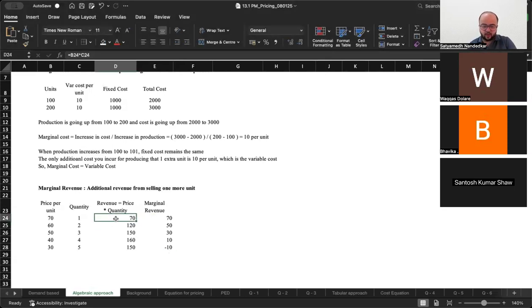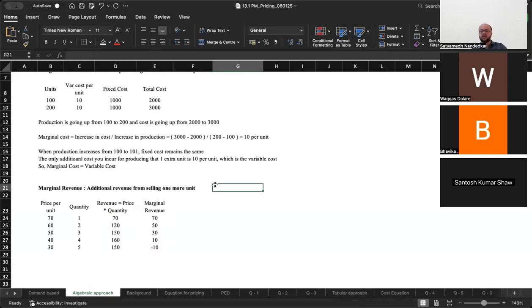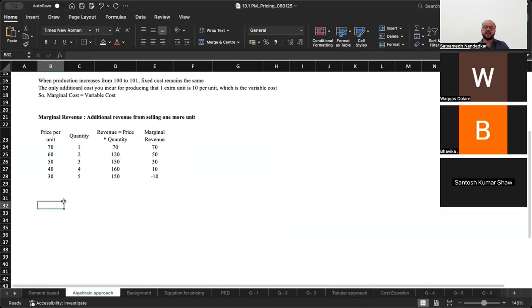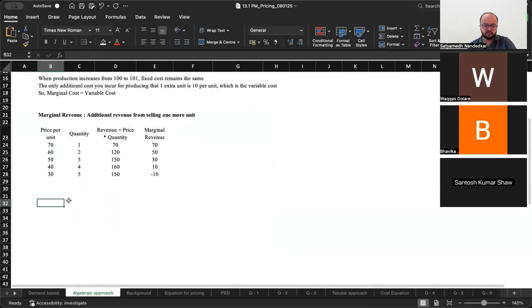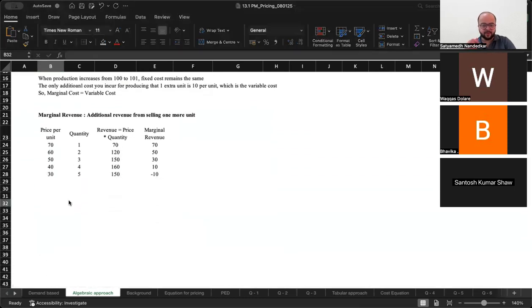ठीक है. Are you all with me in terms of what is marginal cost and what is marginal revenue, everyone? Yes, sir. ठीक है. अब let's try to, ये जो एक स्टेटमेंट यहाँ पे लिखा था ना, economic theory states that a monopolist maximizes the profit when marginal revenue is equal to marginal cost. Let's see if we can prove this in some way.